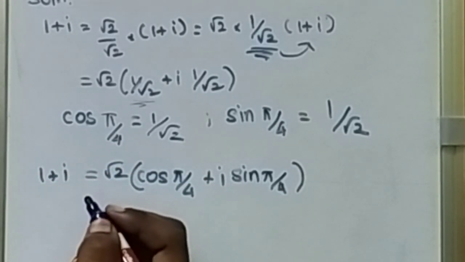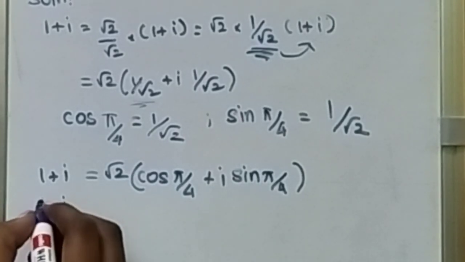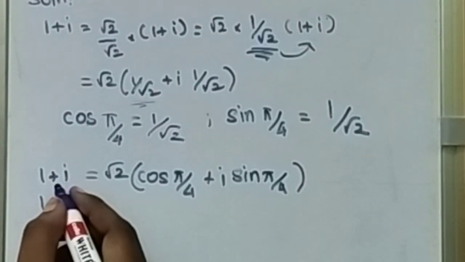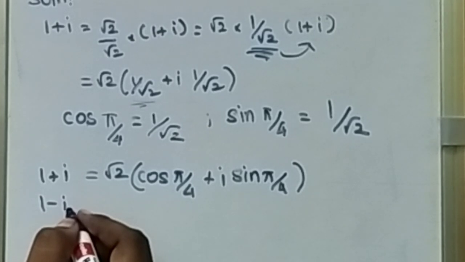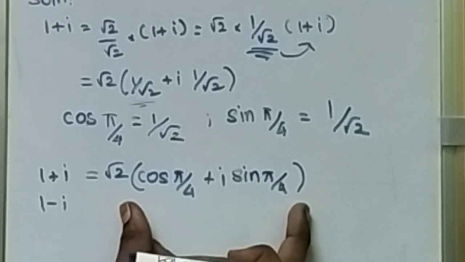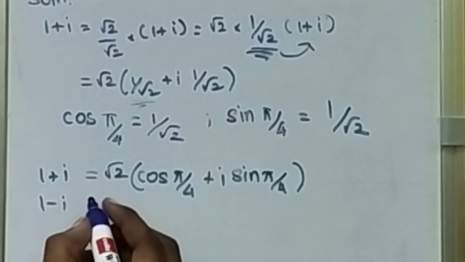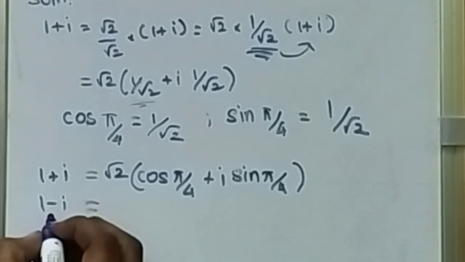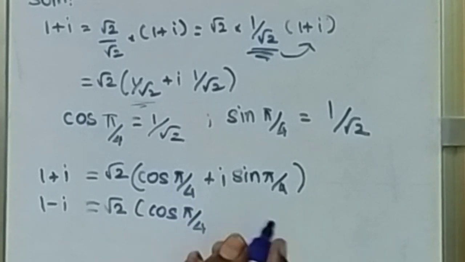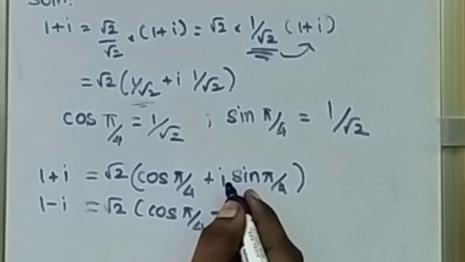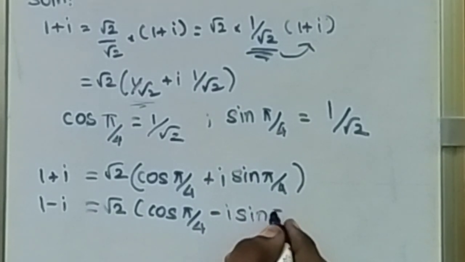Okay. Do we have any other terms in the question? Yes, we have 1 minus i. What is the difference between these two terms? Here the imaginary term is positive. Here the imaginary term is negative. So if we change this term's imaginary part sign, we will get 1 minus i. So 1 minus i equals root 2 multiplied by cos pi by 4. These are real terms. Minus, here only i, so this part is only the imaginary term. Minus i sin pi by 4.